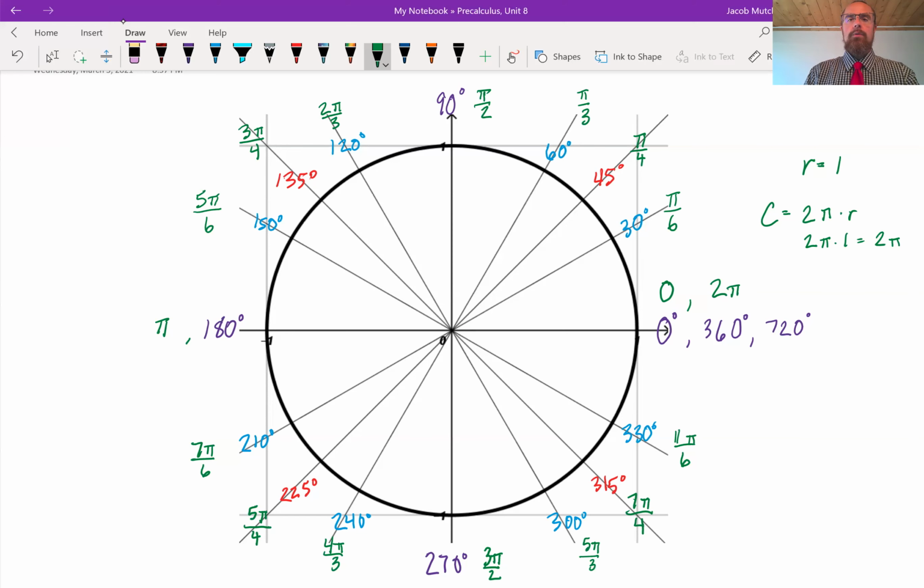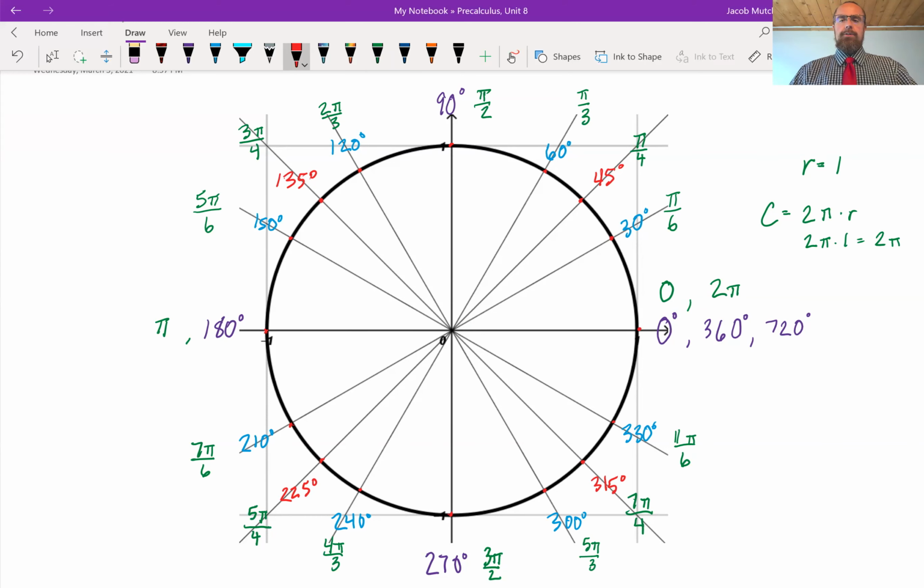Now, we also need to mark the coordinates of the places on the unit circle where our lines are crossing the circle itself. So I'm going to mark them here. I need to find the coordinates of these places on the unit circle where the rays are crossing it. So I'm going to mark them there in red. And the reason I want those coordinates is essentially that's going to give me my output values for sine, cosine, and with a little algebra, tangent.